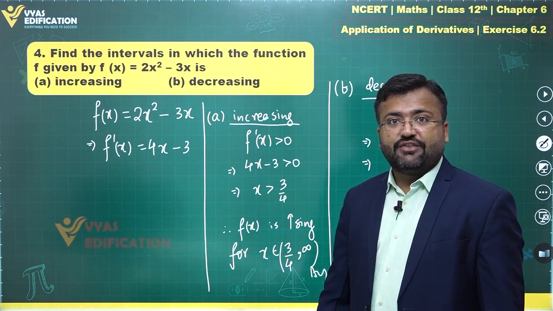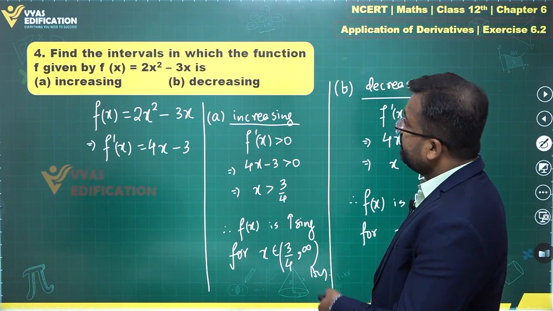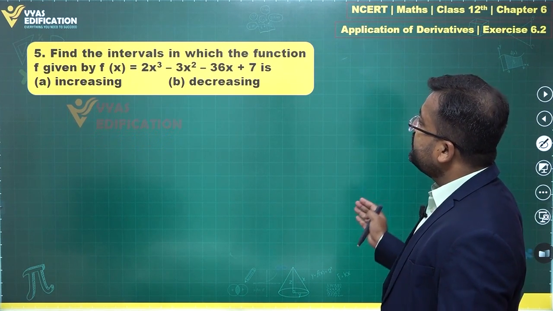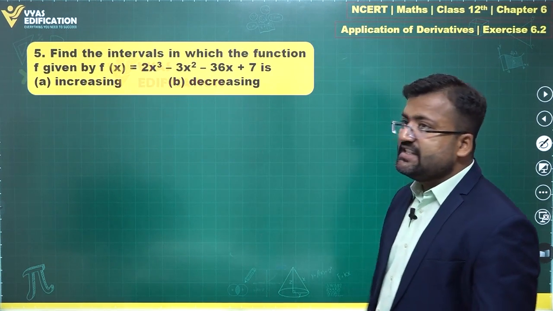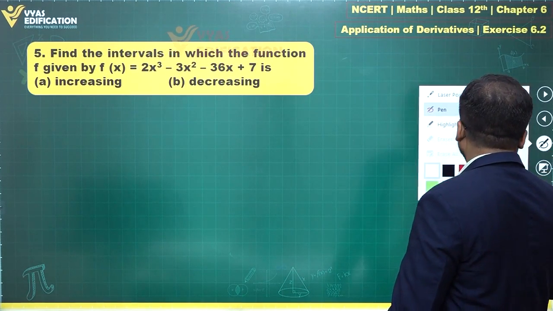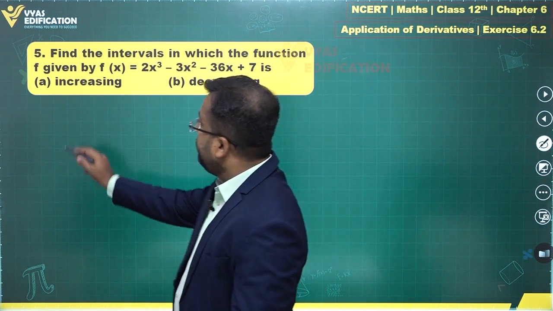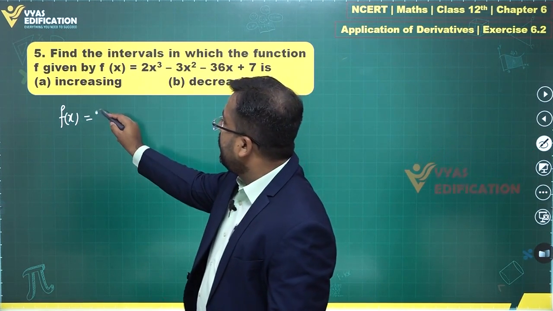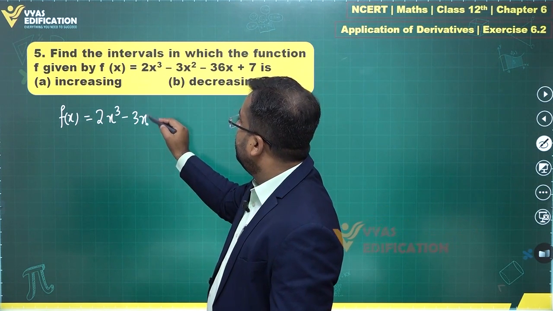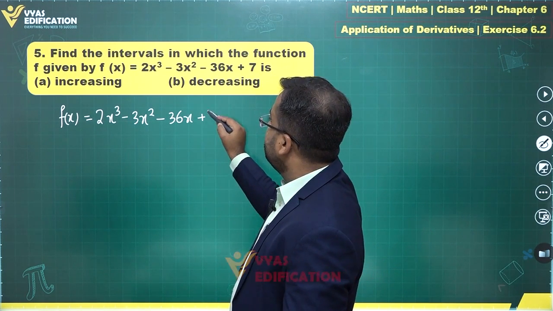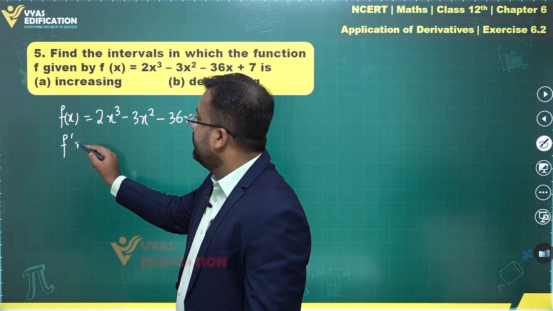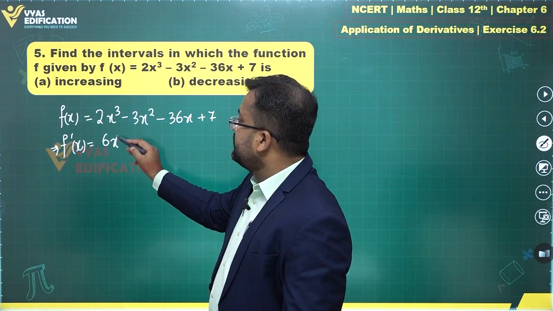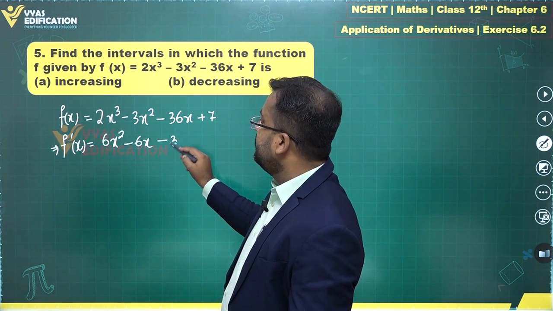Let's move on to the next question after this. The fifth question says, find the intervals in which the function f given by f(x) equals this is increasing or decreasing. Let's try to handle this one. And how do we do that? We'll find the derivative of the function. The function f(x) is 2x^3 minus 3x^2 minus 36x plus 7. And what's the derivative of this function? The derivative will be equal to 6x^2 minus 6x minus 36.